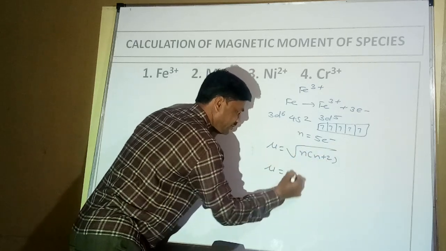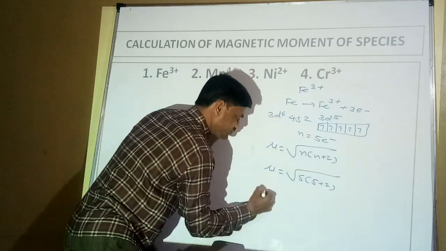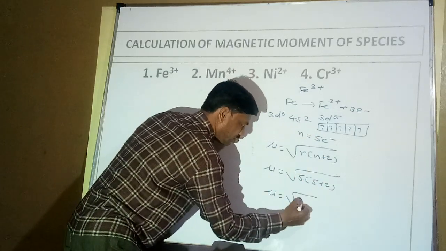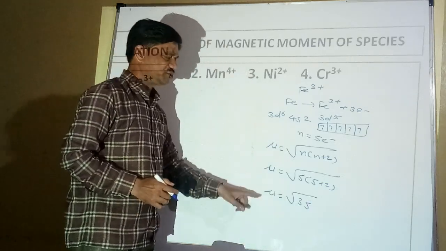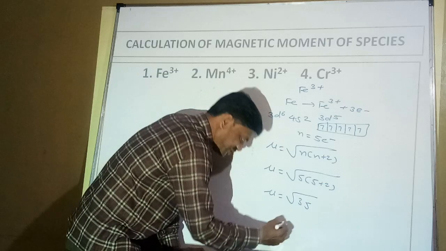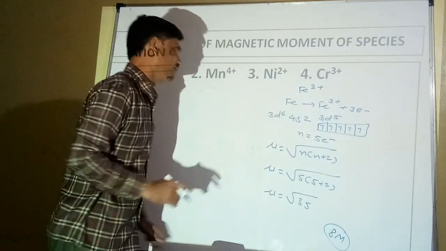Put the value n equal to 5. What about this one? 5 plus 2, 7. So mu equals under root 35. You can calculate the magnetic moment of the species in BM. What is BM? The unit for magnetic moment, Bohr magneton.